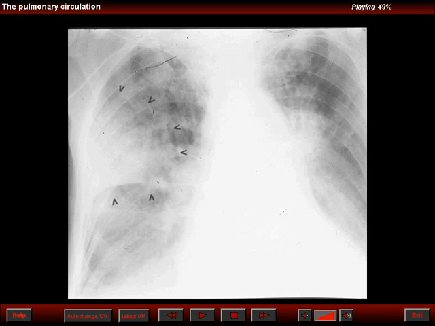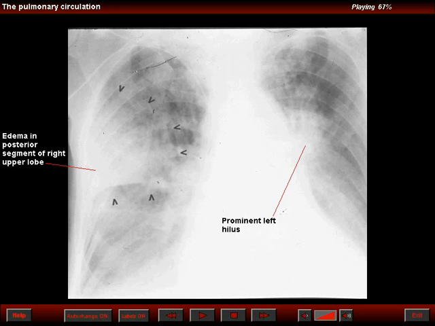The distribution of alveolar edema varies, and in this particular case, we can see it in the posterior segment of the right upper lobe. Note the perivascular haziness and the prominence of the left hilus.